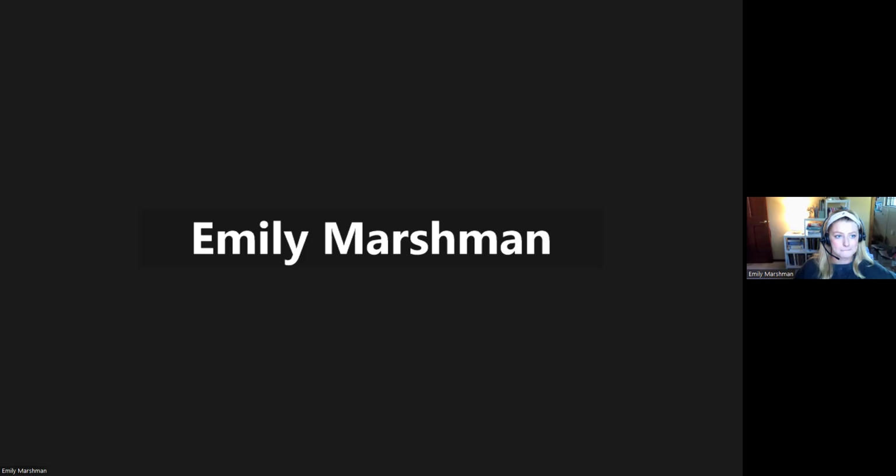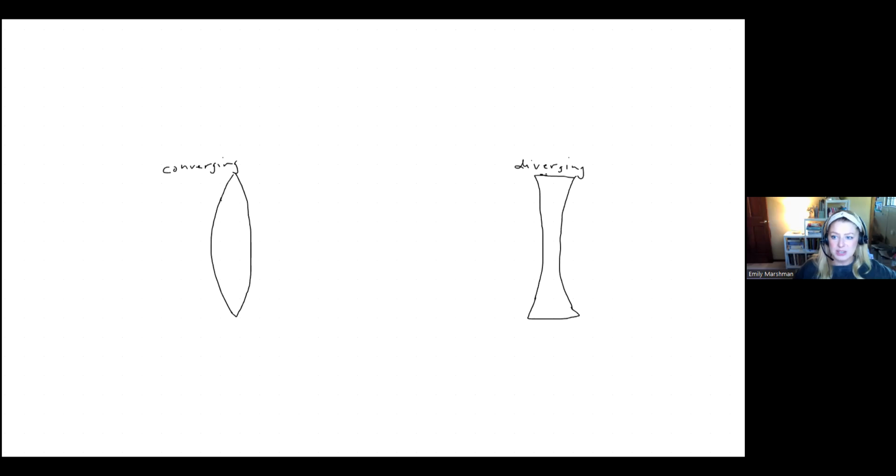So I'm going to share a whiteboard. In this chapter, we will go over two types of thin lenses. One of them is called a converging thin lens, and one of them is called a diverging lens. In the first case, a converging lens does exactly what it sounds like. It takes light and converges it to a focal point.